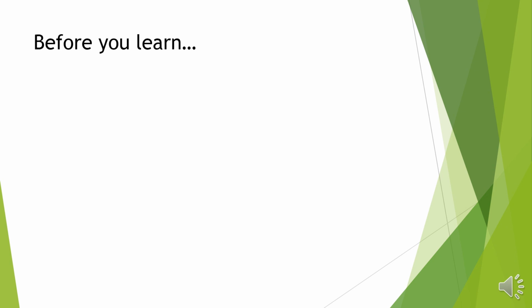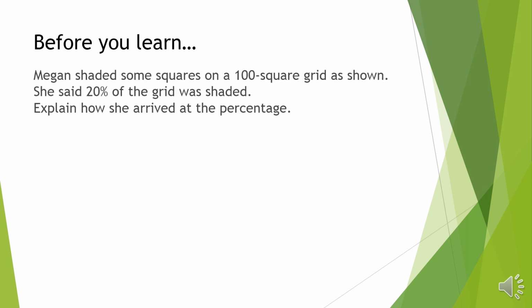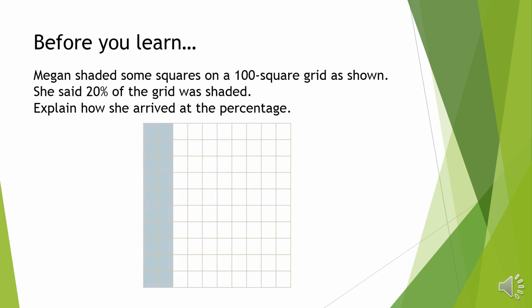So before you learn, let's have this one. Megan shaded some squares on a 100 square grid as shown. She said 20% of the grid was shaded. Explain how she arrived at the percentage.